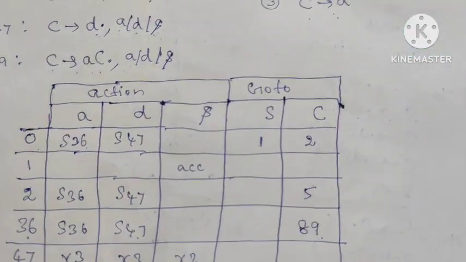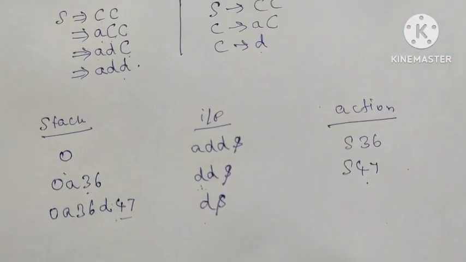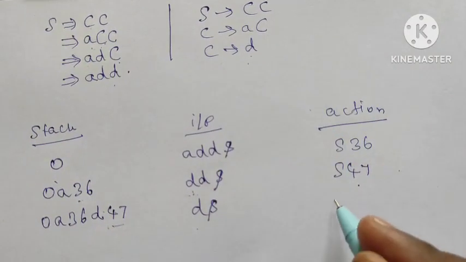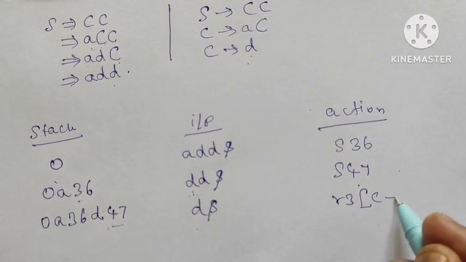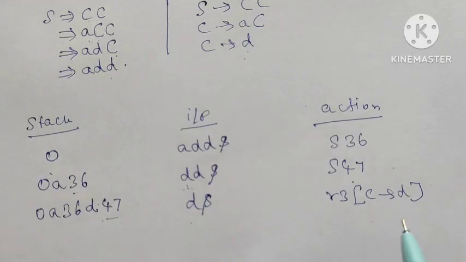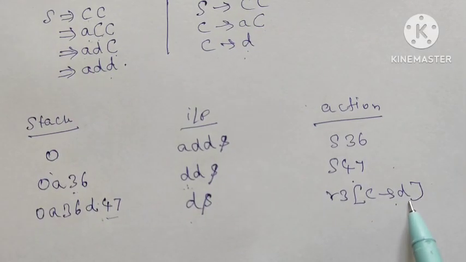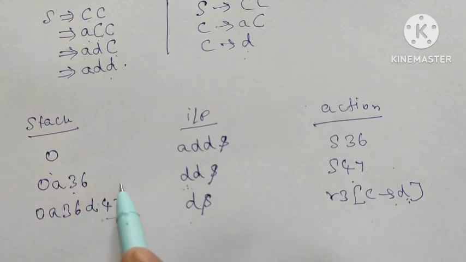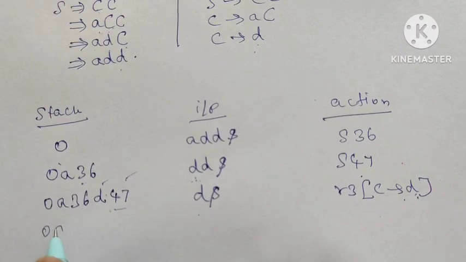Reduce action has to be performed. Production number 3 is C tends to D, so write R3 as C tends to D. On the right side you have only one element in the rule, so you have to pop 2 elements from the stack. So 47 and D go off, and remaining is 0, A, 3, 6. Now push C inside the stack, the left side non-terminal.